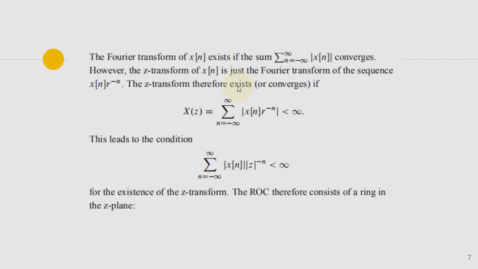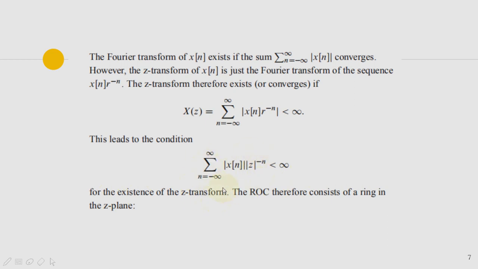Here, however, the z transform of x of n is just a Fourier transform of the sequence x of n into r raised to minus n. So the z transform exists only if summation from minus infinity to infinity of mod of x of n into r raised to minus n is less than infinity, and this leads to the condition that summation from minus infinity to infinity of mod of x of n into mod of z raised to minus n should be less than infinity for the existence of the z transform.